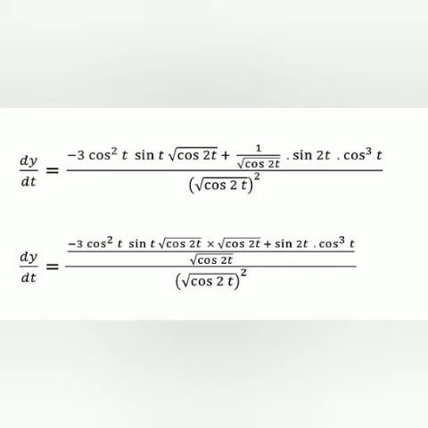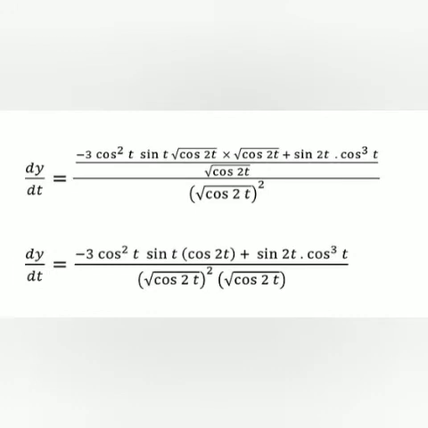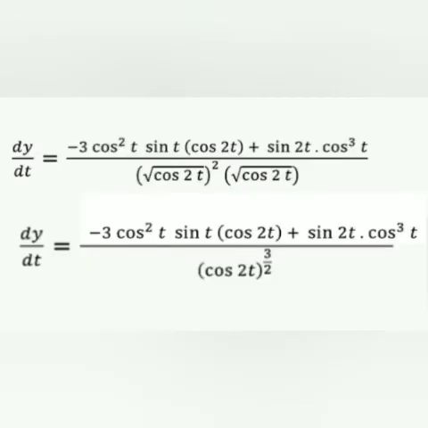Now here, under root of cos 2t into under root of cos 2t gives you cos of 2t. So thus dy by dt is equal to minus 3 times cos square t sin t into cos of 2t plus sin of 2t into cos cube t, divided by under root of cos 2t whole square into under root of cos 2t. Now in the denominator we have under root of cos 2t whole square into under root of cos 2t, that is equal to under root of cos 2t whole cube.